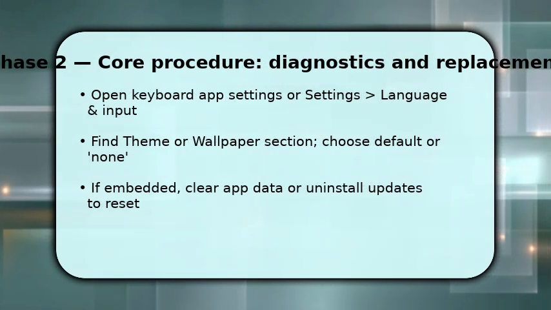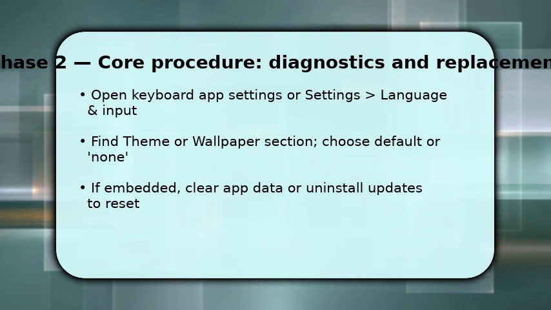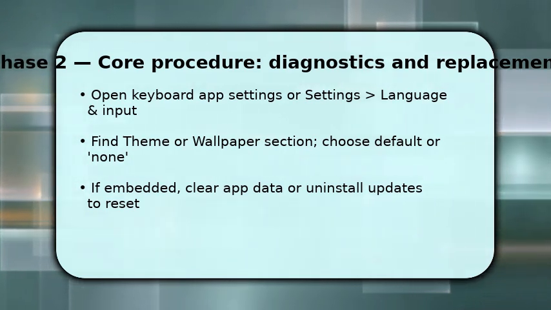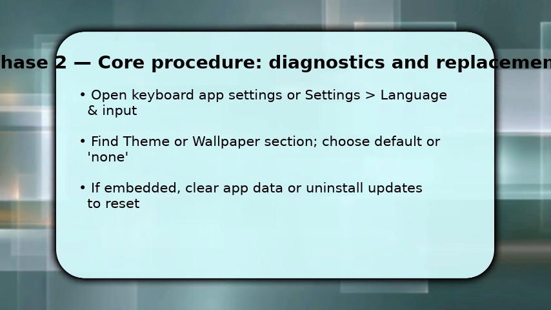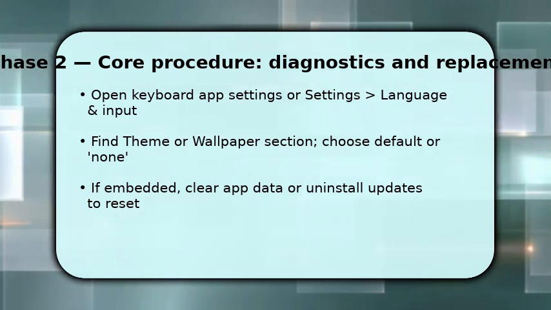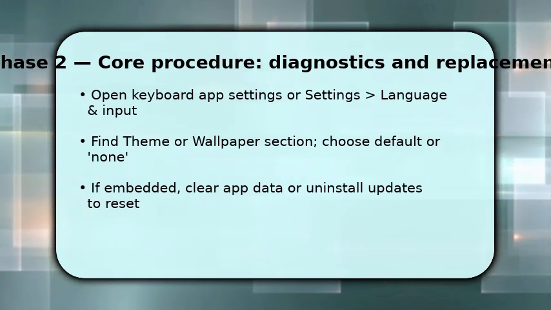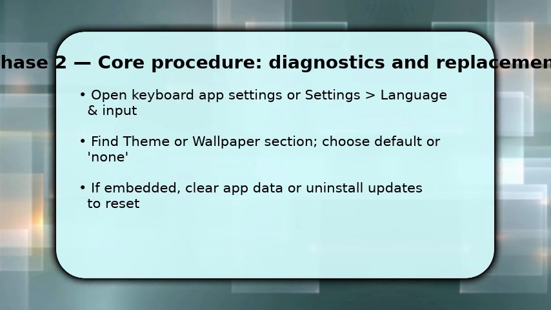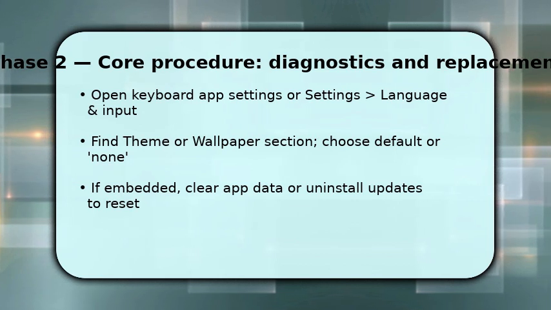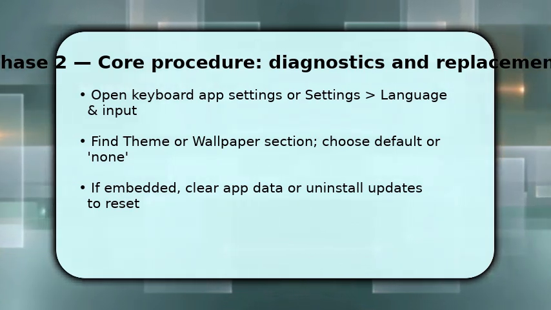You now locate the theme or wallpaper control inside the keyboard app or settings language and input, because that is where the image is assigned. Once located, select the default theme or the None option to immediately remove the wallpaper. If the wallpaper is embedded and not changeable, clear app data or uninstall updates to force a reset. This deletes custom images but preserves system keyboards. Make sure to restart the keyboard app after changes so the new default takes effect.